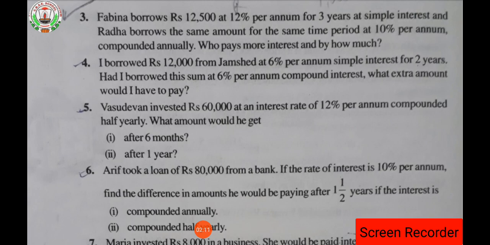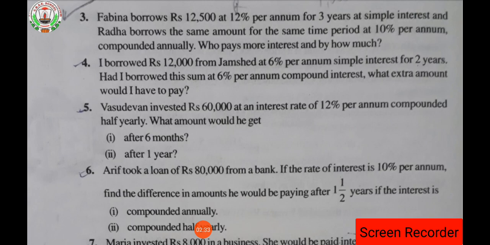So for Fabina we have to find the simple interest, and for Radha we have to find the compound interest annually. For finding compound interest we have to find the amount. Then, it asks who pays more interest, either Fabina or Radha, and by how much, that we have to find.